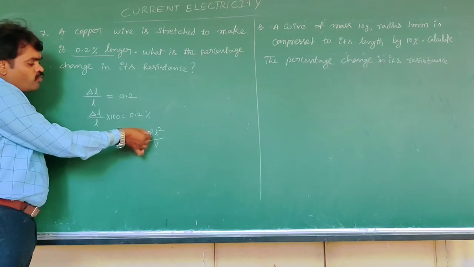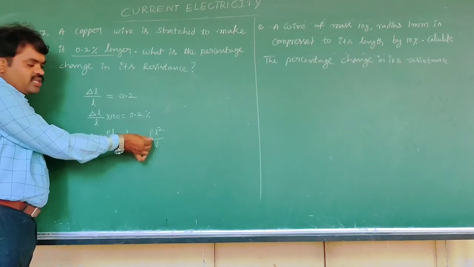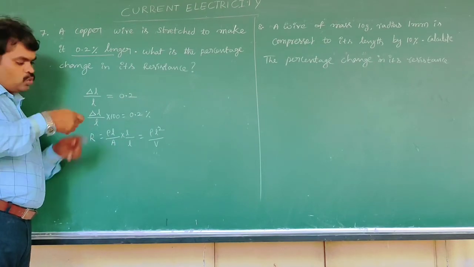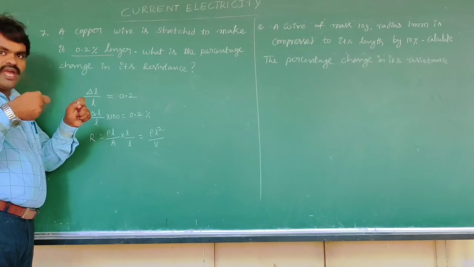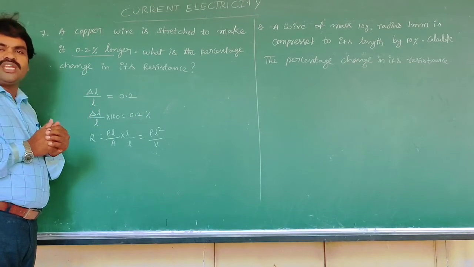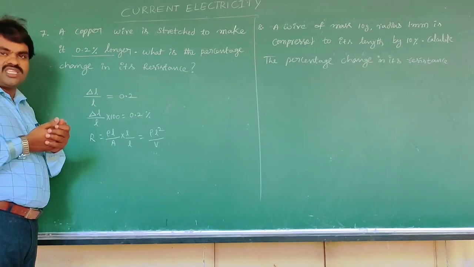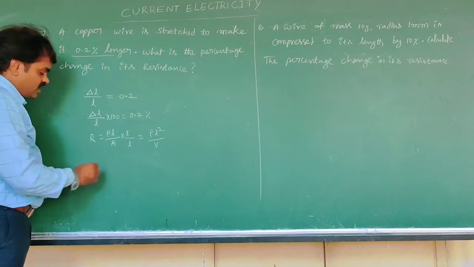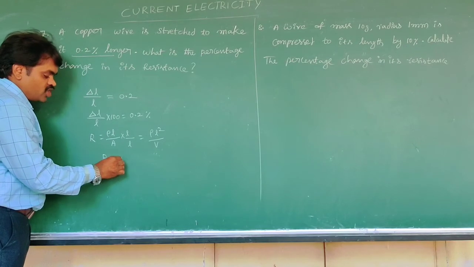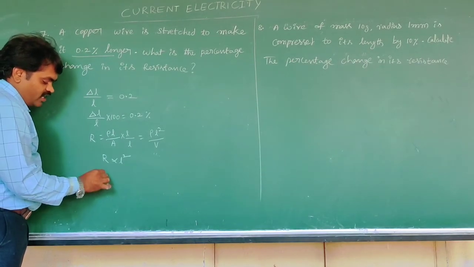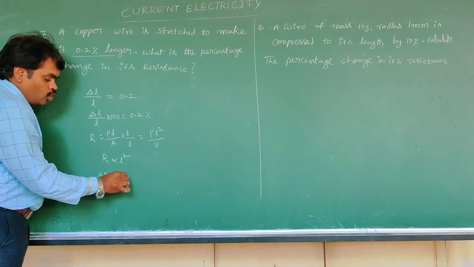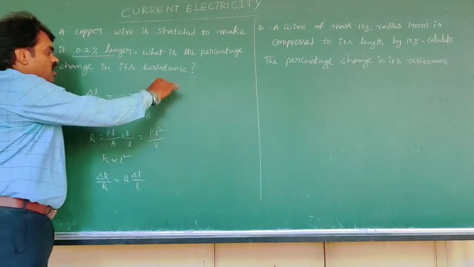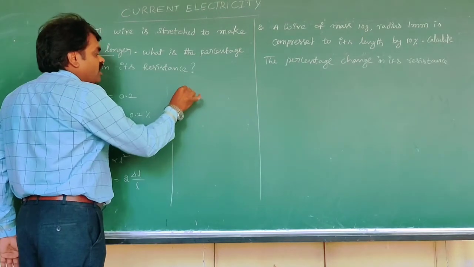Rho is the resistivity of the conductor and V is the volume. The volume of the conductor will be constant. When we extend or stretch the wire, the area of cross section decreases and the length of the wire increases, but the volume of the wire or conductor must be constant. Then we simply write R is proportional to L square. That is delta R by R is equal to 2 into delta L by L.